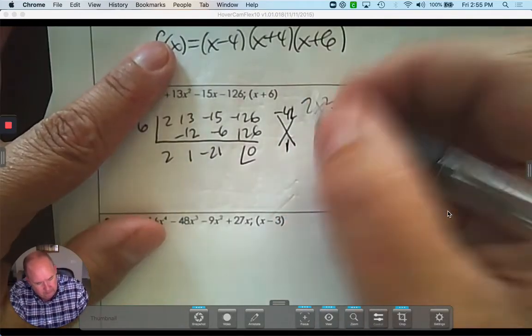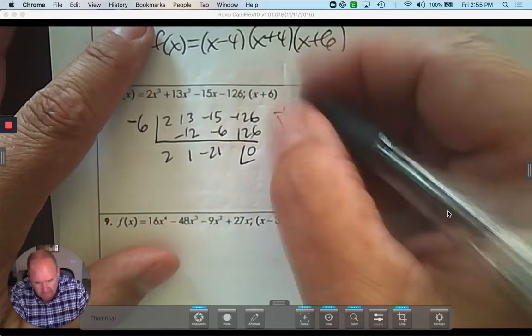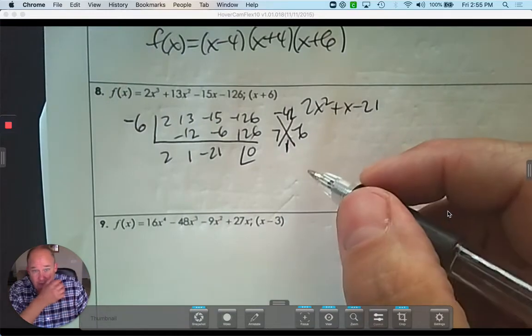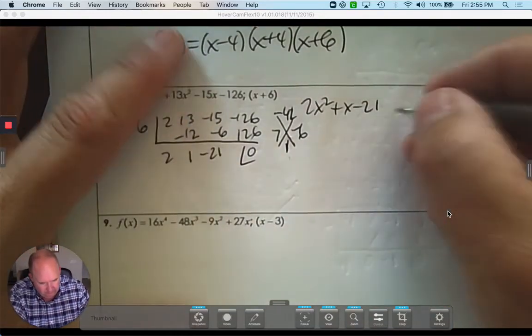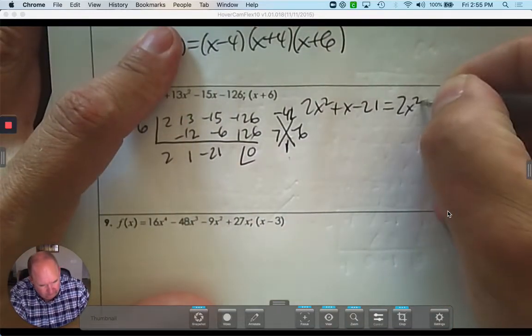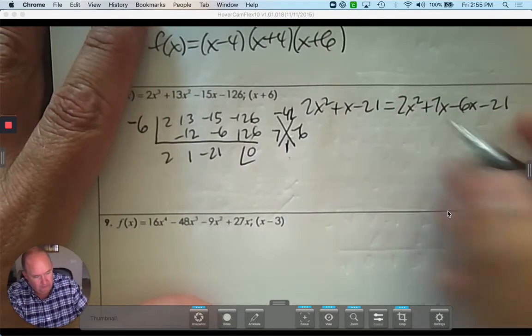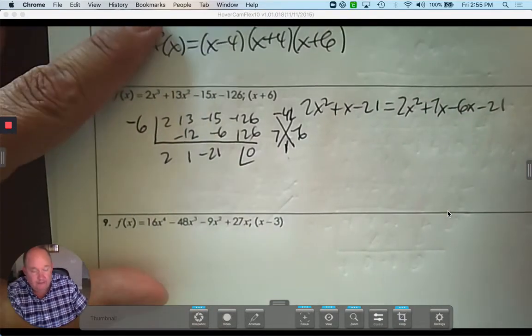So those two numbers that go -42 and 1 are 7 and -6. They multiply to -42 and they add to 1. So I'm going to have 2x squared plus 7x minus 6x minus 21. So I set this up to do factoring by grouping.